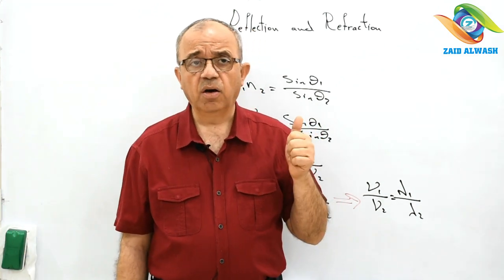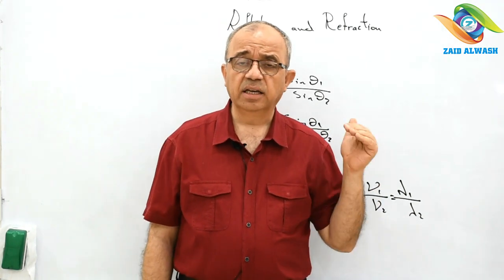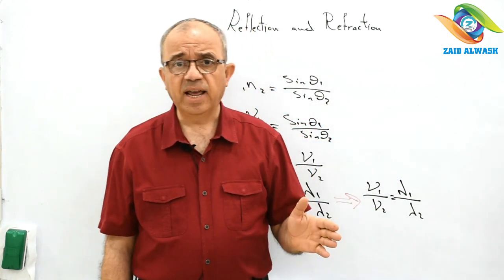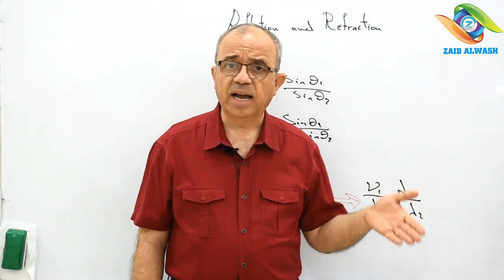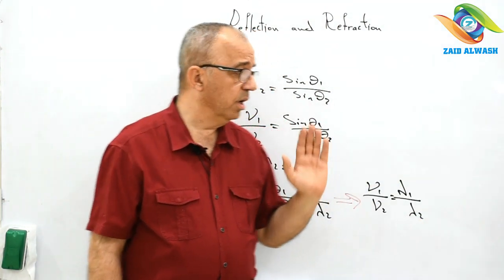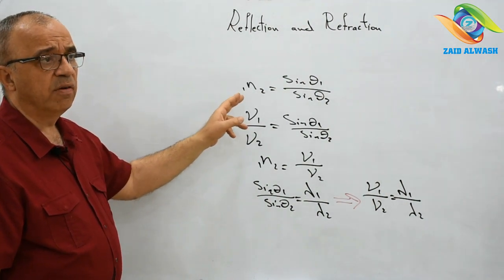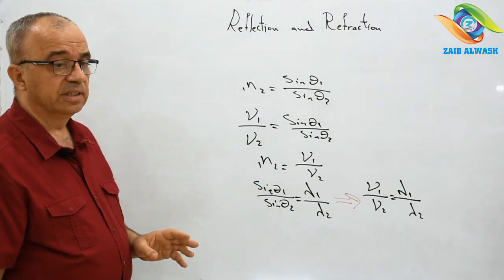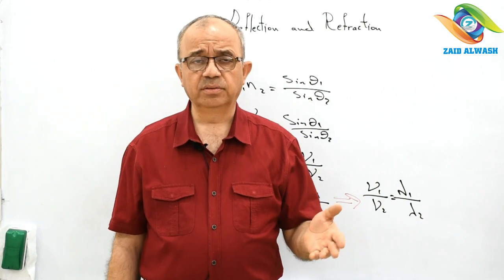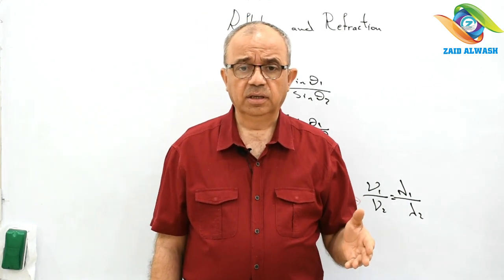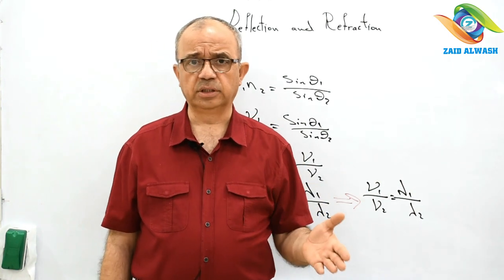The speed of the light in the glass is less than the speed of the light in the air. Therefore, the wavelength of the light in the glass is less than the wavelength of the light in the air. Okay, this is the relative index of refraction. But sometimes we see another refraction index. We call it the absolute index of refraction.